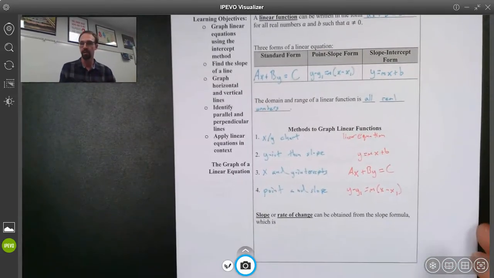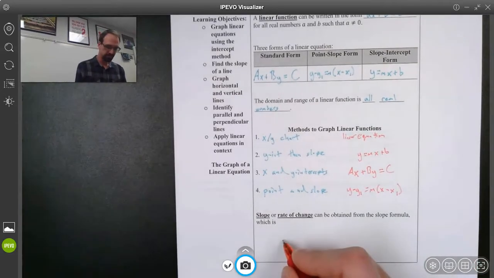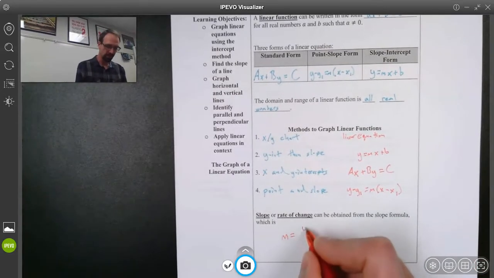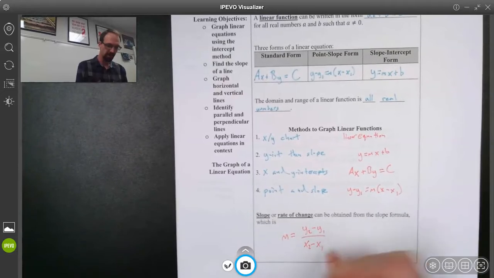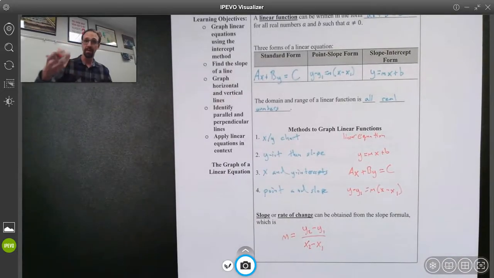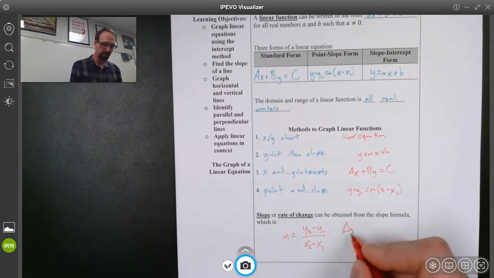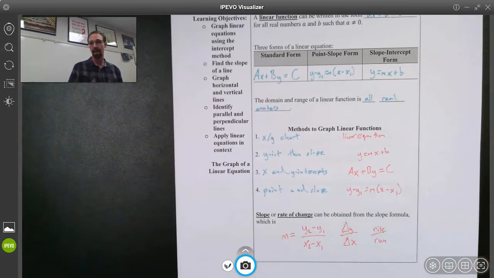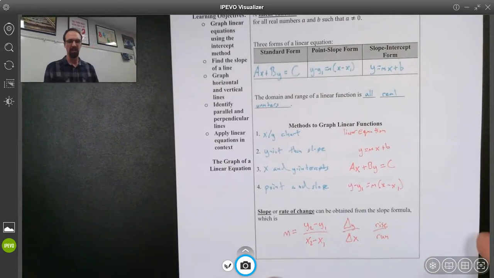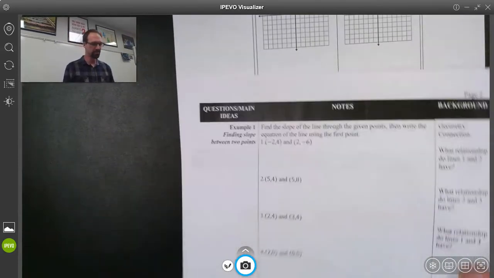Slope or rate of change can be obtained with the slope formula. The slope formula is m equals y sub 2 minus y sub 1 over x sub 2 minus x sub 1. A way to think about this is your change in y's over your change in x's. Rise over run is also probably how you heard this as well. All of those are the same idea, the same concept.